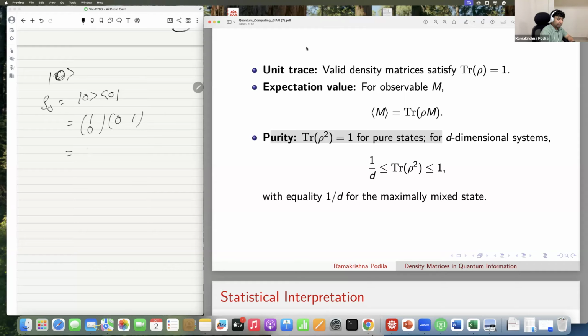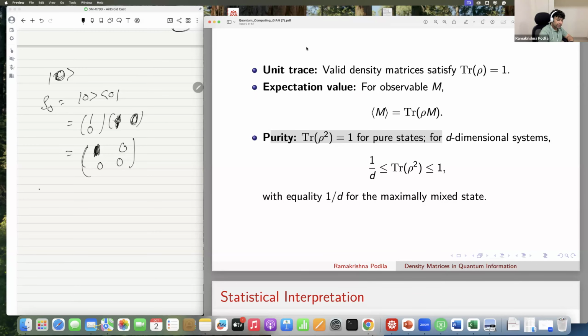So if I do that, that would be the matrix 1, 0, 0, 0. It will not be a scalar, right? So it would be 1, 0, 0, 0. The trace of that would be 1. It is not a convex combination, but trace of rho is 1.